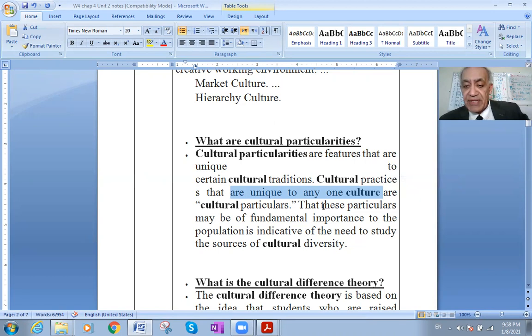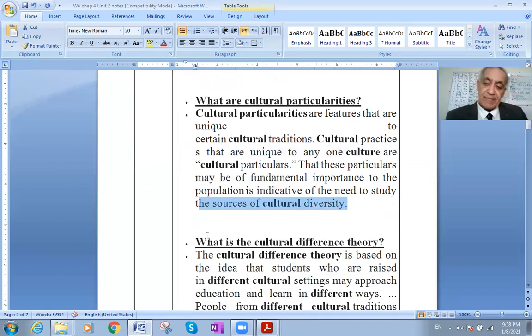These cultural particulars may be of fundamental importance because they are very important to the population, and this is indicative of the need to study the sources of cultural diversity. It means that because each culture has its distinctive points, we need to study the culture of each society, or the culture of each area. Okay.